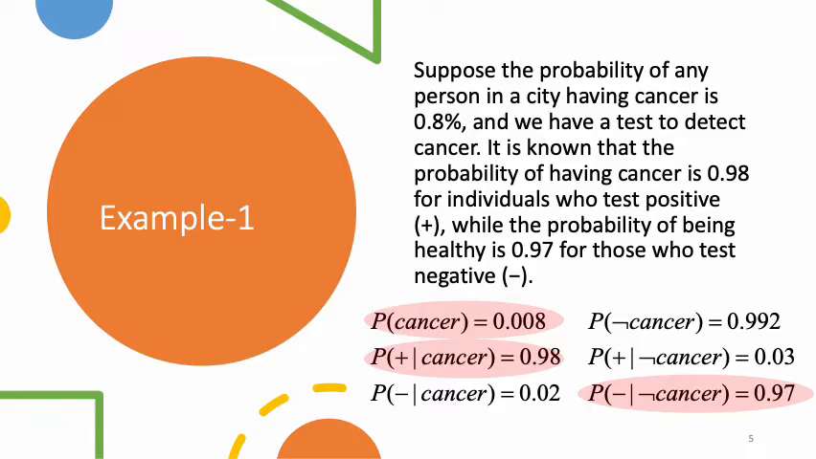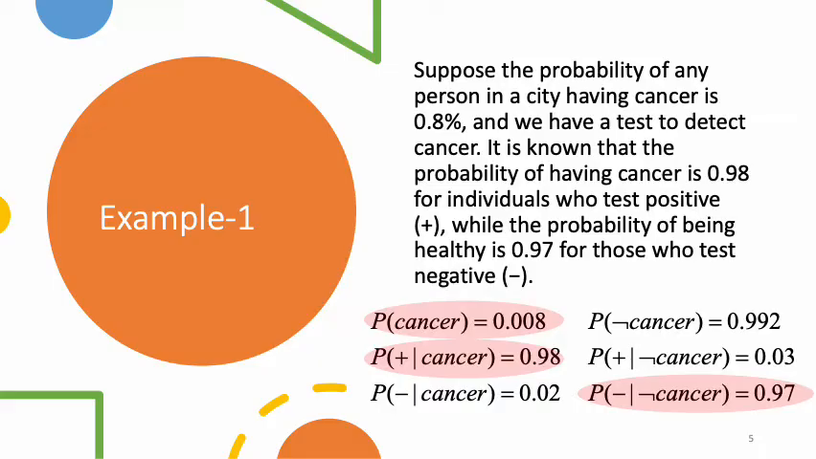Suppose the probability of any person in a city having cancer is 0.8%. And we have a test to detect cancer. It is known that the probability of having cancer is 0.98 for individuals who test positive, plus, while the probability of being healthy is 0.97 for those who test negative, minus. We immediately write the data from the question mathematically. After these values, shown with red circles, are written, we obtain other values by calculating their complement.